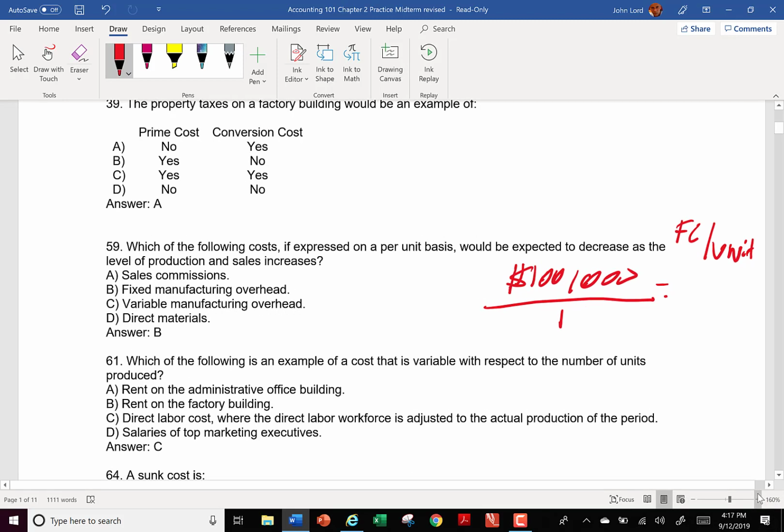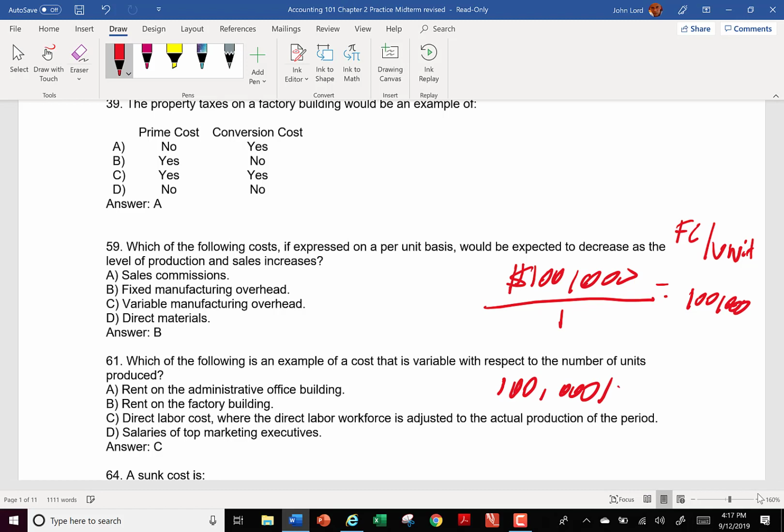Now, if we were to produce 2 units, our level of production is increasing, isn't it? So now it'd be 100,000 divided by 2. So my fixed cost per unit will decrease, even though the total fixed cost is staying the same, right? And 100,000 divided by 3 means my fixed cost per unit, if I produce 3 units, would be 33,333.33. So the fixed cost per unit will decrease as production increases.